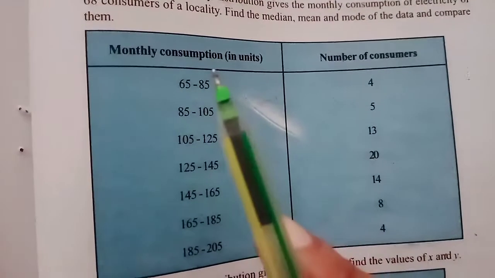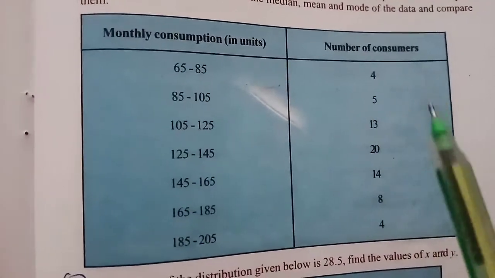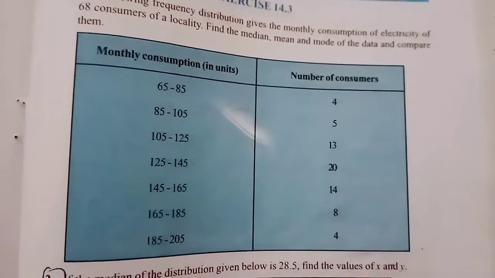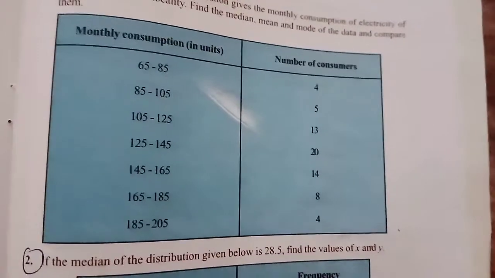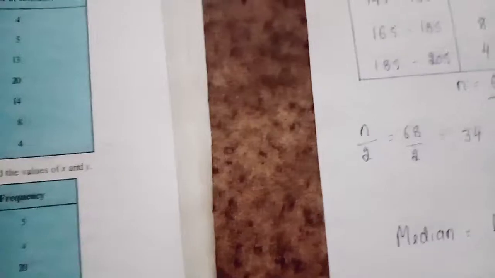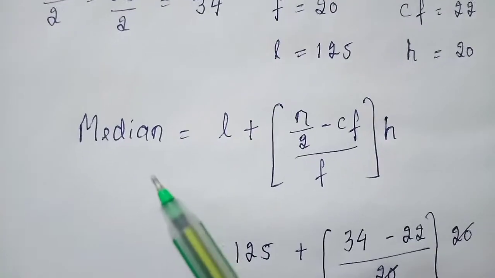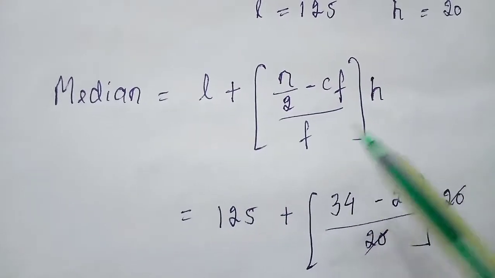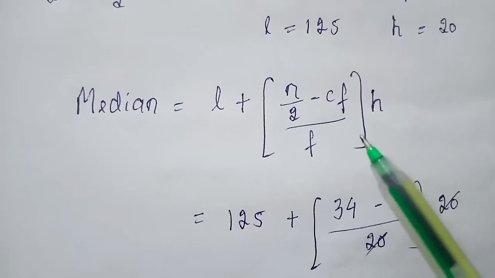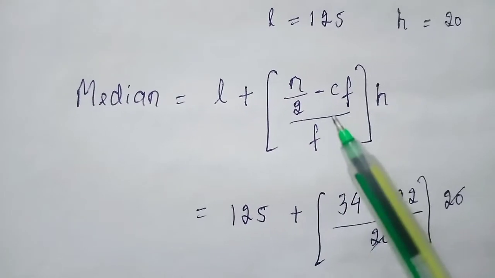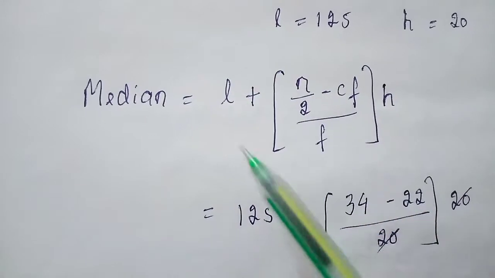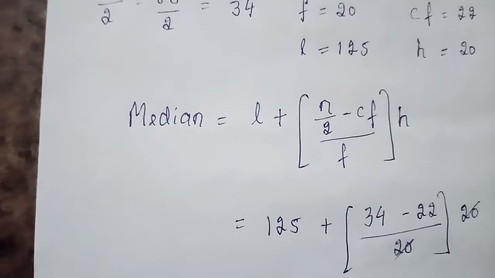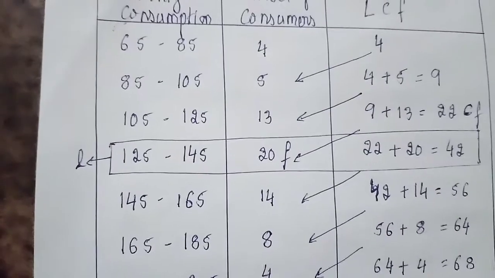The data is given: monthly consumption and the number of consumers. I already discussed the formula to find the median in the last video, so let us glance at it. The formula is median equals L plus (N by 2 minus CF) by F, into H. I already told you how to find the median class, and all these values can be found only when you find the median class. Now let us see the data and try to find the median class.